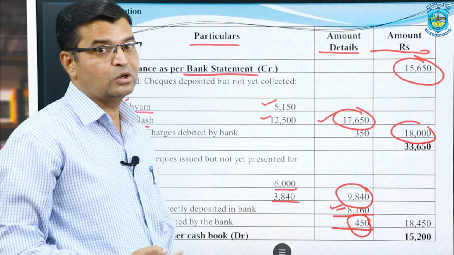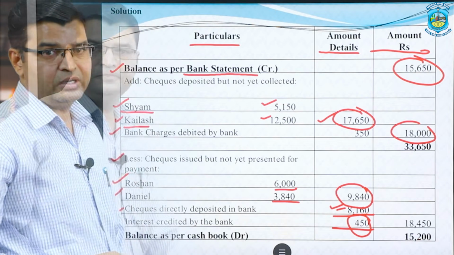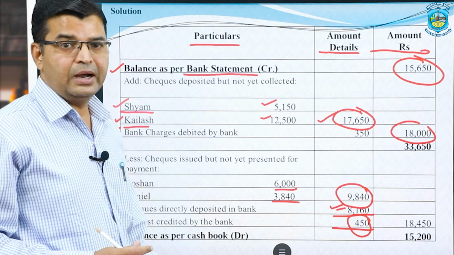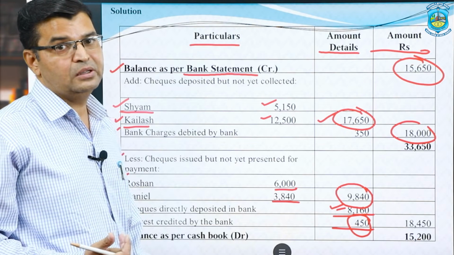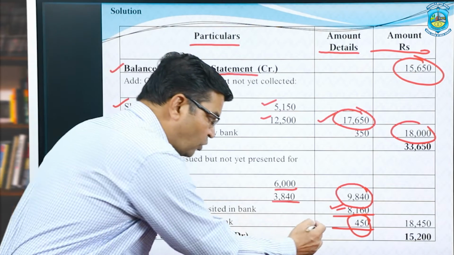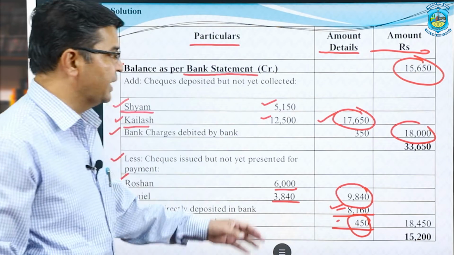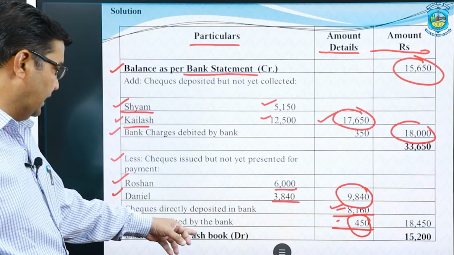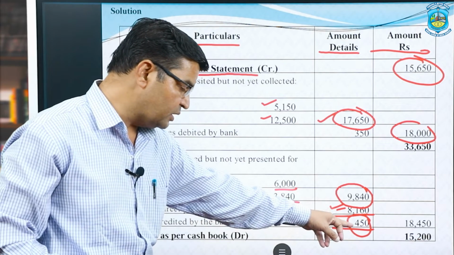So our cash book has wrongly been undercast, right? So our cash book has wrongly been reduced and the passbook has wrongly been increased. To correct this, we will have to deduct this 450 rupees in this bank reconciliation statement. So this interest credited by the bank has been deducted, worth rupees 450.